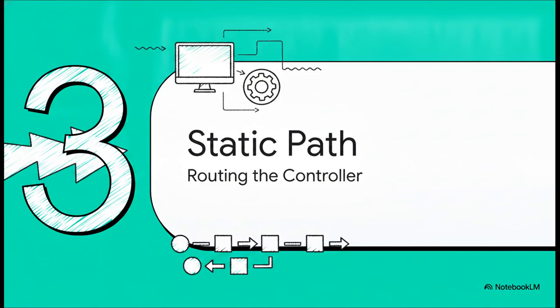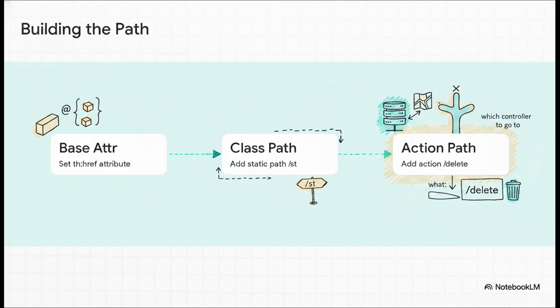Let's move along to section 3, building the static path and routing to our controller. Because every dynamic link still needs a fixed destination to start with. Think of this exactly like assembling building blocks. We start with our empty shell, our base attribute, th:href, with our @ symbol and curly braces. Inside those braces, step 2, we add our static class level path. In our source example, this is /st. This tells the application which controller to go to. Then, step 3, we add the action path, in our case, /delete. This tells the controller exactly what we want to do once we actually get there.